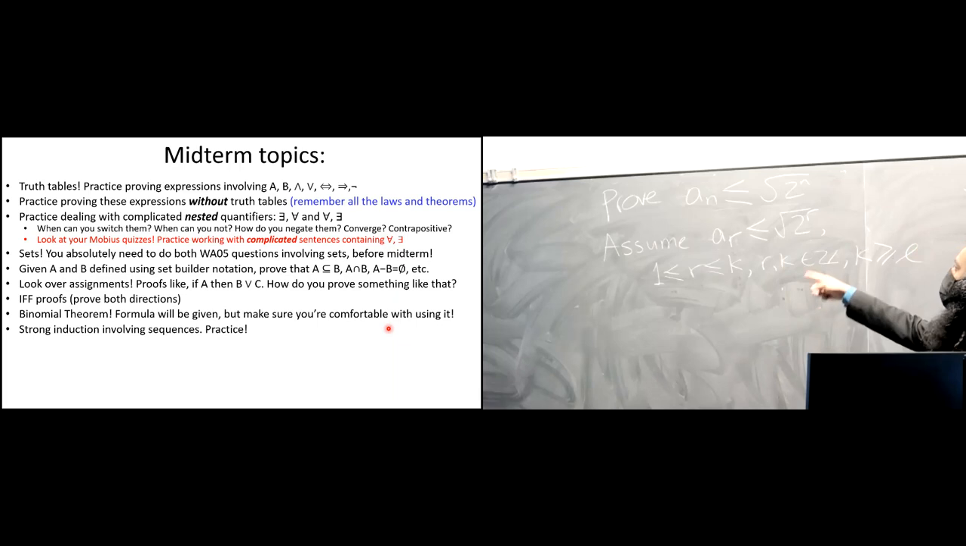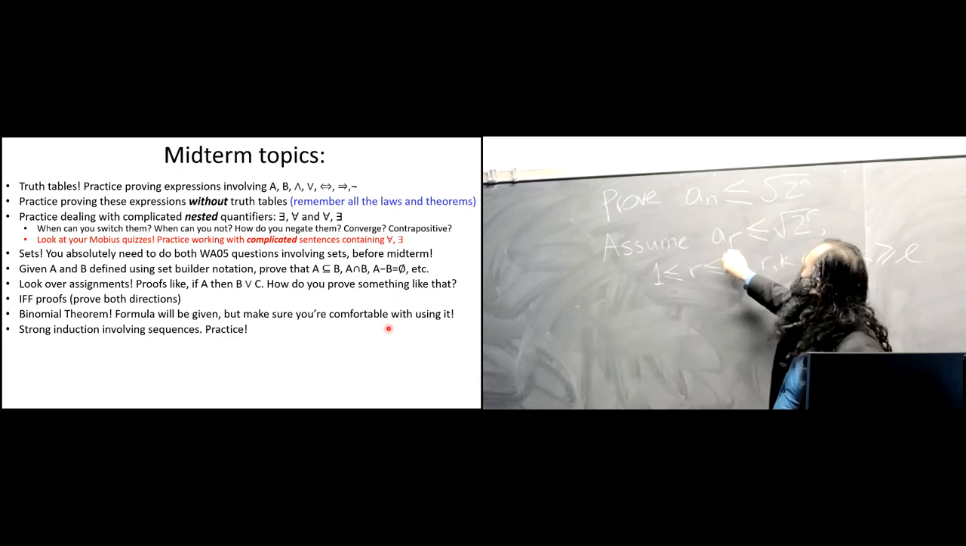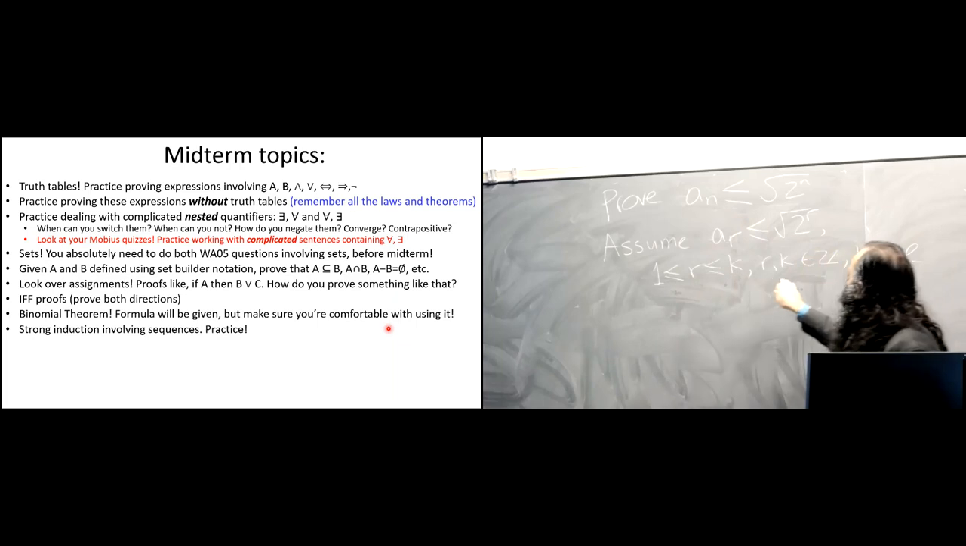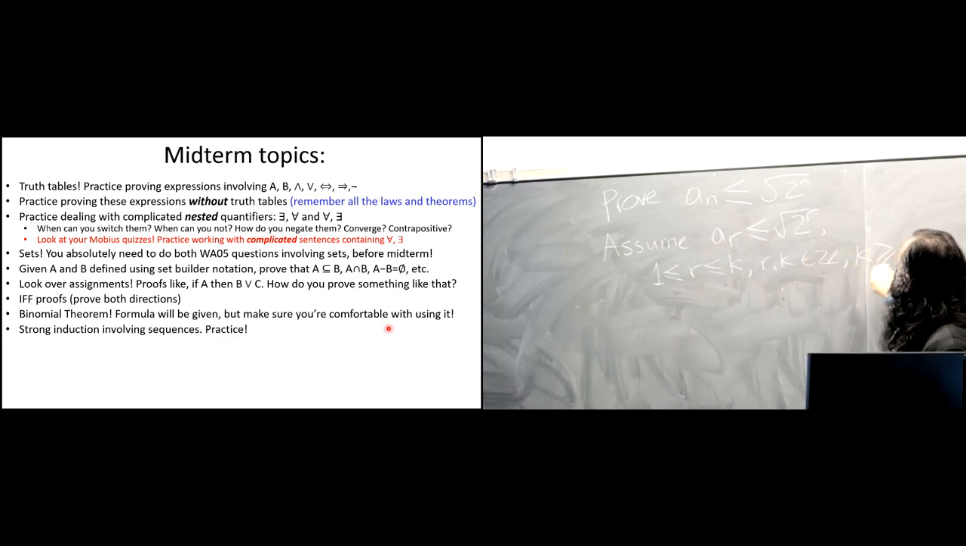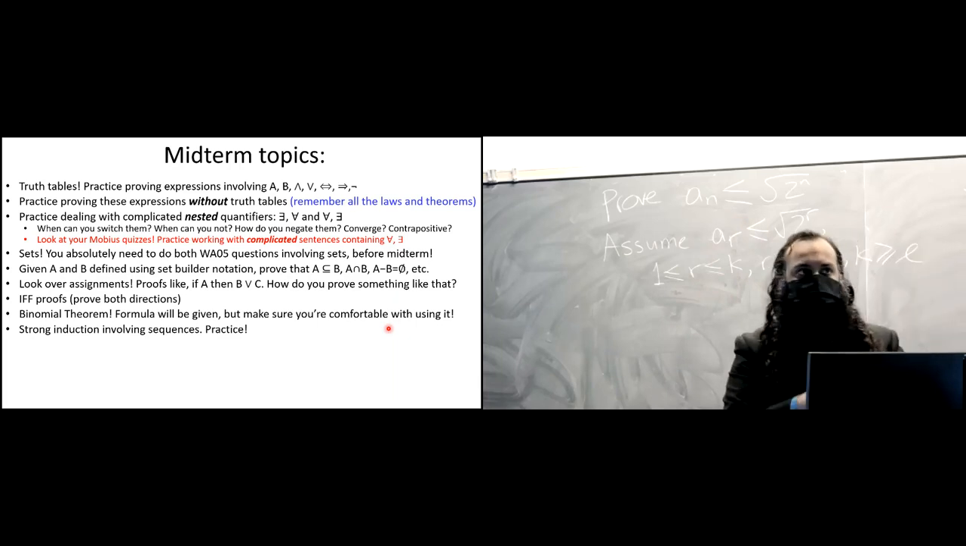All right, so assume AR is less than or equal to 2 to the R. Whatever the thing you want to prove, that's the thing you're going to assume, okay? Assume that this is true. R can be between 1 and K, where R and K are integers, K is bigger than or equal to the last base case. You should just be able to write that part immediately.